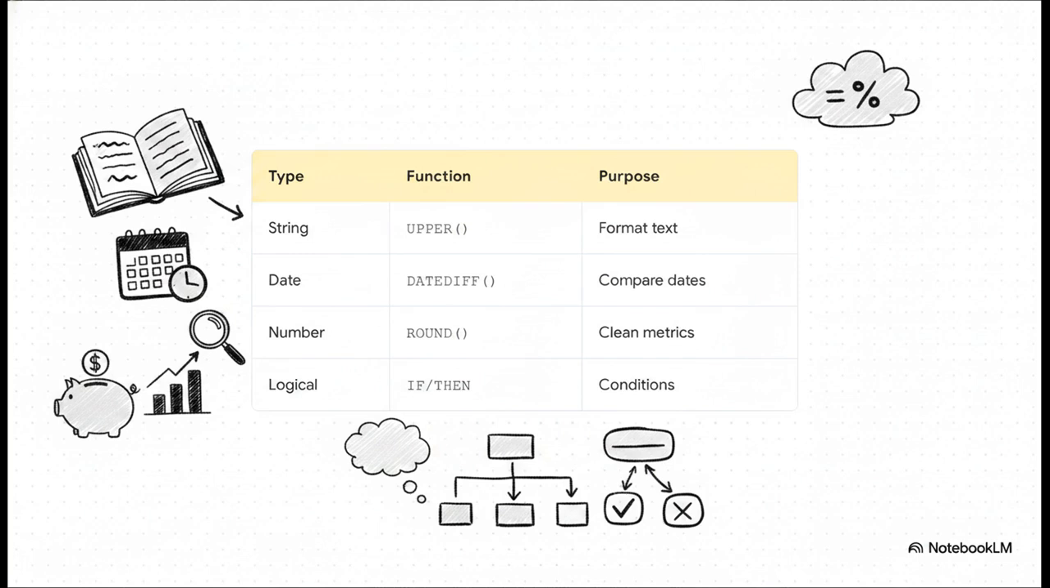And then there are logical functions. With a simple if-then statement, you can assign dynamic text labels based on performance. Like if profit is greater than 0, label it profitable. Otherwise, label it not profitable. It's basically programming without all the headaches of writing full software code.